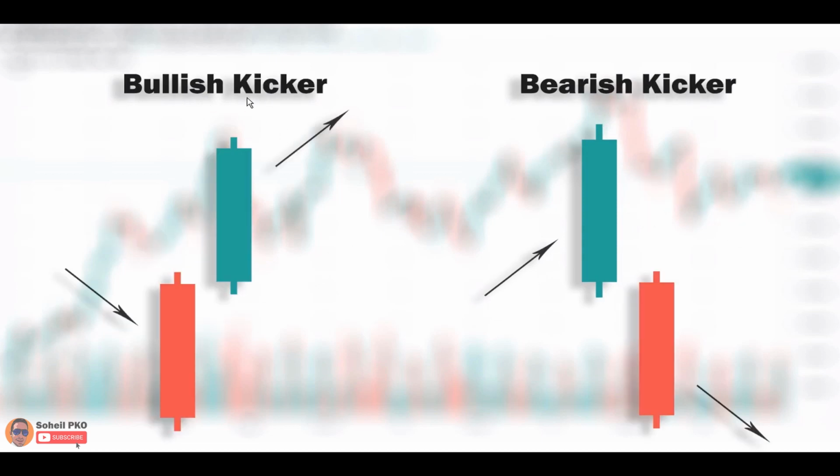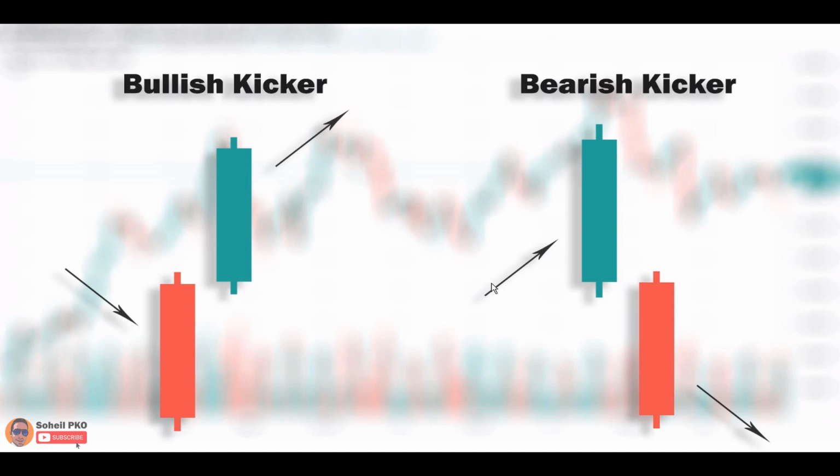Bullish kicker. This pattern happens following a downtrend or at support levels, and it shows the possibility of reversal. It consists of two candlesticks. The first one is a long red candle, which is expected as we are in a downtrend, but the second candle is a long green candle that opens at the open price of the previous candle, or sometimes even with a gap from the open of the red candle.